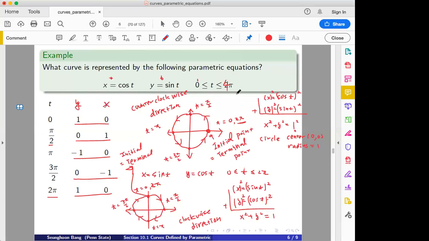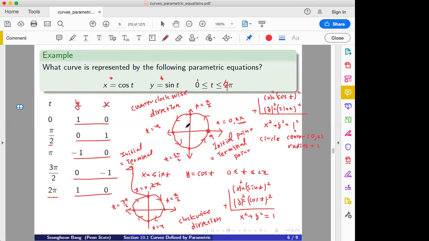What happens? What's the difference between t being between 0 and 2 pi and t being between 0 and 4 pi? What is the difference between these two domains? So like this, t is between 0 and 4 pi. What happens?